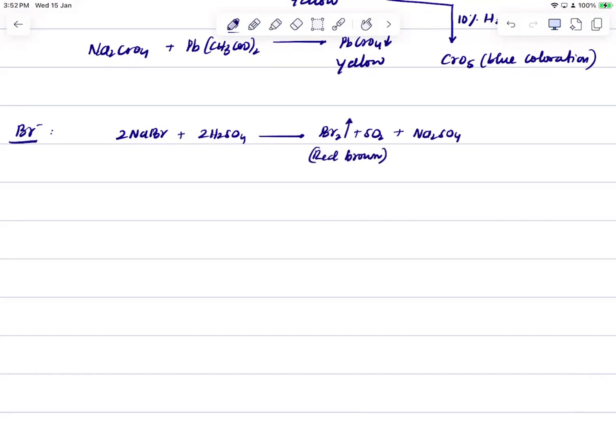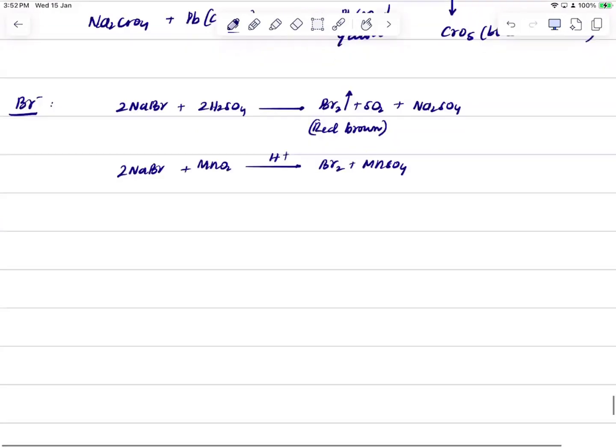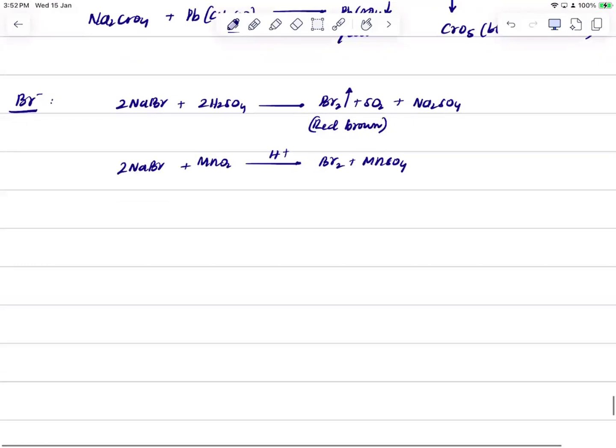Okay, that is a confirmatory test for that. Then you react with MnO2 also, same logic with H plus, you will get Br2 plus MnSO4. And this is also the same thing.